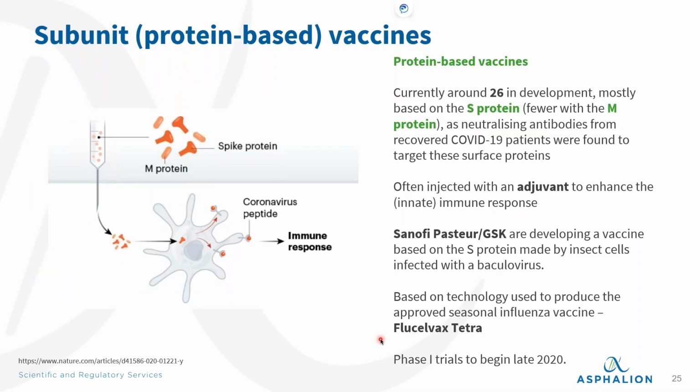So the third type of vaccines are subunit or protein-based vaccines. And probably of all the vaccine types, this is the most common type that's in development. There are currently around 26 in development, and they're mostly based on the spike protein, but with a few with the M protein, which are both surface proteins of the SARS-CoV-2 virus.